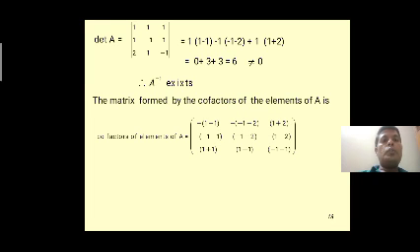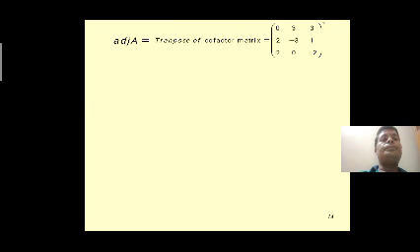Now we find the cofactors of the elements of A. How can we find the cofactor of an element? By the same concept, applying to each and every element, we find the minors and then take the signs plus, minus, plus, minus, plus, minus, plus, minus, plus. We get on simplification 0 3 3, 2 minus 3 1, 2 0 minus 2.